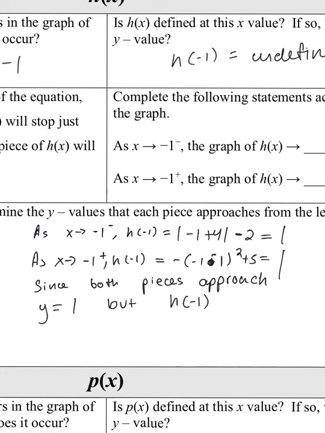Look at the restraints on h of x. x has to be what in the first equation? Look at the equation for h of x on page 58. x has to be less than -1. And then in the second equation, x has to be greater than -1. So, can x be -1? No. So, this does not equal 1.